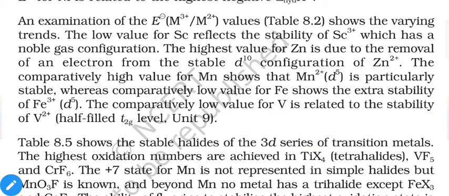Whereas the comparatively low value for Fe shows the extra stability of Fe3+, again a stable electronic configuration. The comparatively low value for V is related to the stability of V2+, with half-filled t2g levels. Now what does it mean? It is mentioned in unit 9, but still let's talk about it quickly. The stability of different oxidation states actually depends on electronic arrangement.